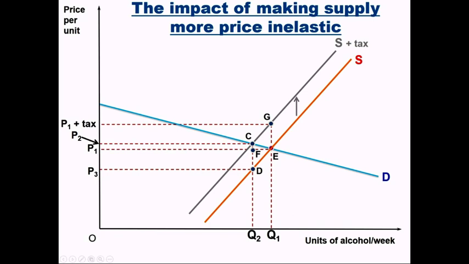Because the price isn't going up by so much, the producer is having to absorb more of the tax, and we can illustrate the producer's share of the tax, or the incidence of the taxation, by area P1, F, D, P3. So the producer is now having to absorb a lot more of the tax when supply is inelastic.